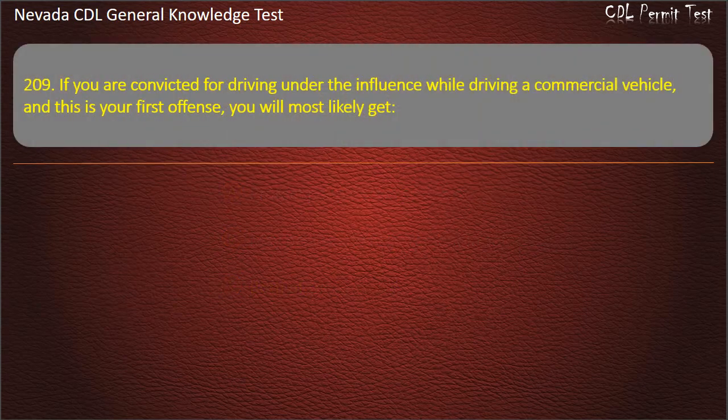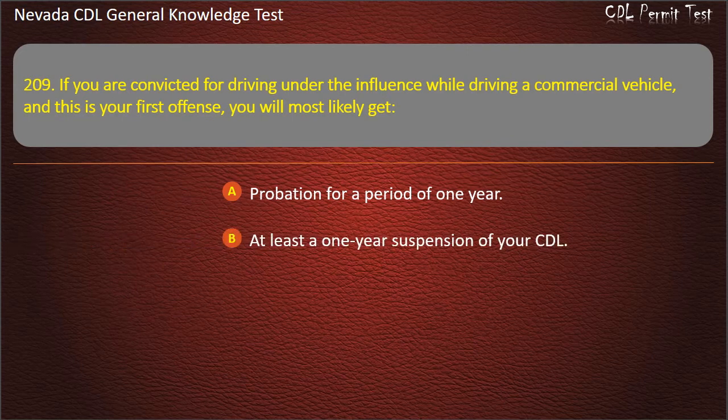Question 209. If you are convicted for driving under the influence while driving a commercial vehicle, and this is your first offense, you will most likely get probation for a period of 1 year. At least a 1 year suspension of your CDL. A fine of $500. Answer. At least a 1 year suspension of your CDL.